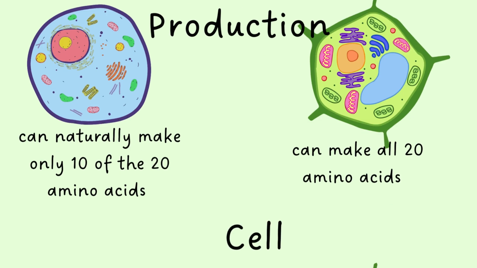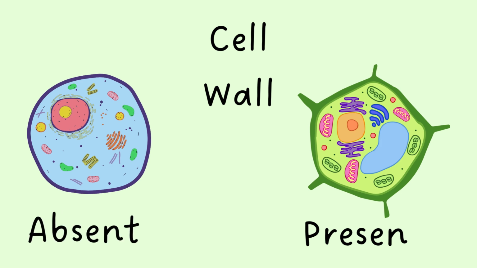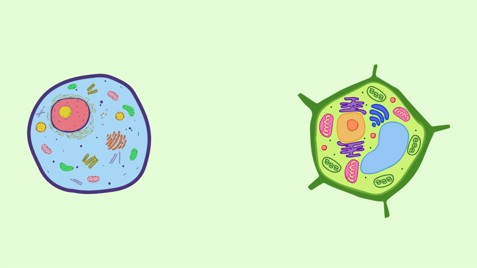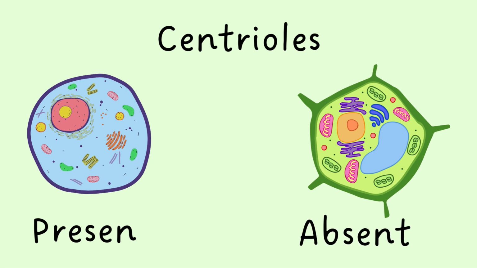Another difference is the presence of a cell wall. Plants have a rigid cell wall that is made of cellulose in addition to having a cell membrane, while animals only have a cell membrane. Another difference between plant and animal cells is the organelle centrioles. Centrioles can be found in animal cells and they are used to organize cell division. But centrioles are absent in plants.